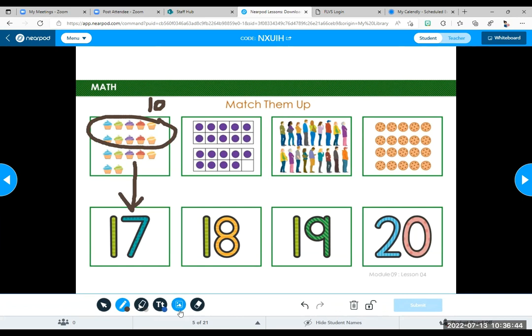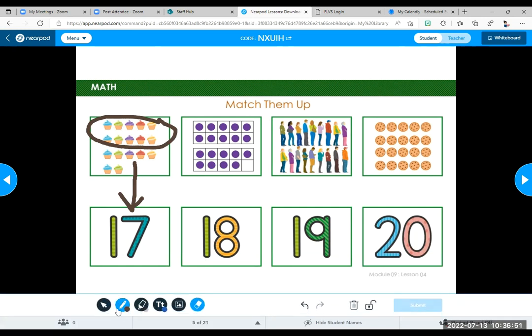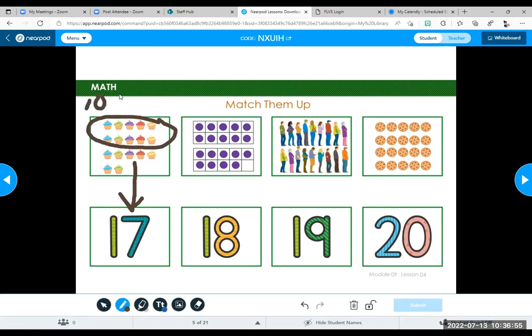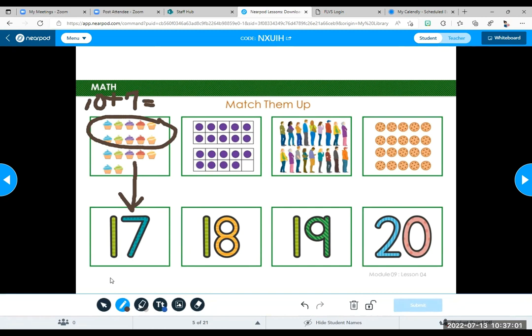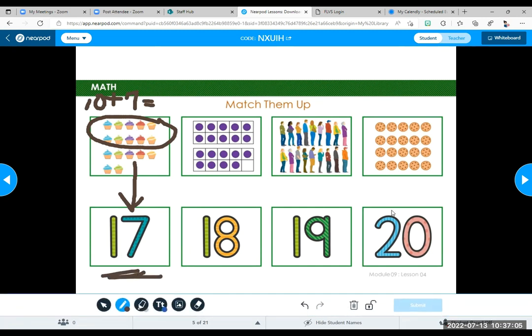Oops, let me erase something. Hold on. Get rid of that. Okay, let me try that again. I found 10 plus 7 more equals 17. Ding, ding, ding. Okay, let's do the next one. Which one do you want to do next? Cookies, dots, or people? Cookies. Okay, go for it. You do it, and I'll watch. Go ahead.